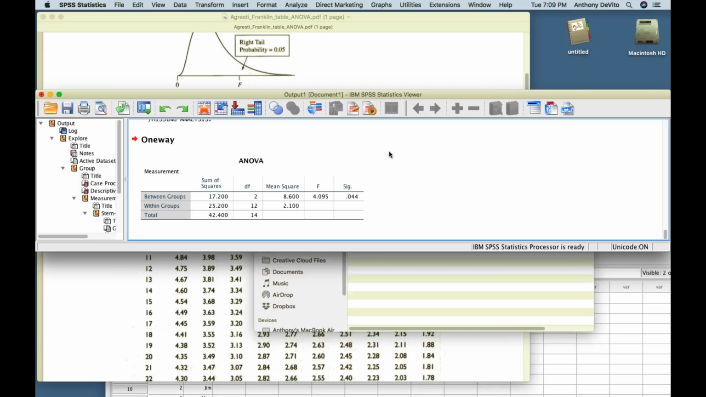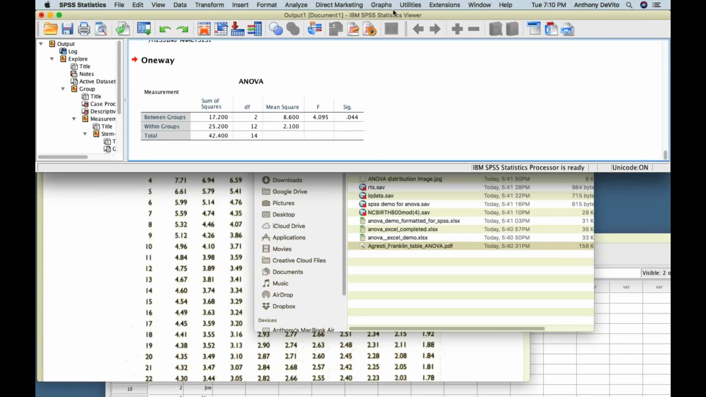Great. Now we know we can reject the null hypothesis. But the null hypothesis was that all of these means are the same, right? So what we said is that they're not the same. But we haven't discovered which ones are different at this stage, right? So in order to do that, we do a post hoc test.